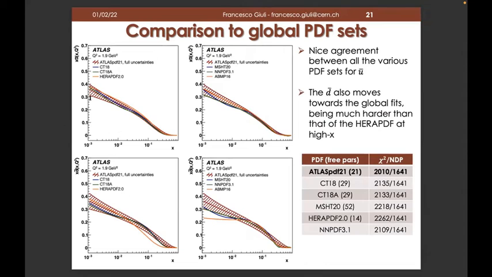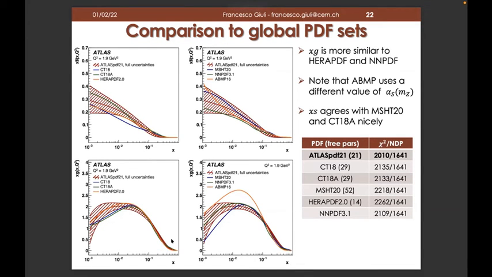Slide number 21. Here you have the comparison between our prediction and the u bar on top and d bar at the bottom. And here I would like to show you that also for the d bar, adding LHC data makes the ATLAS PDF prediction closer to the global fitters and in good agreement with CT18A and MSHT20, especially here in the high x region where the d bar is much harder. Slide number 22 here. Here we have the comparison for the gluon and the strange.